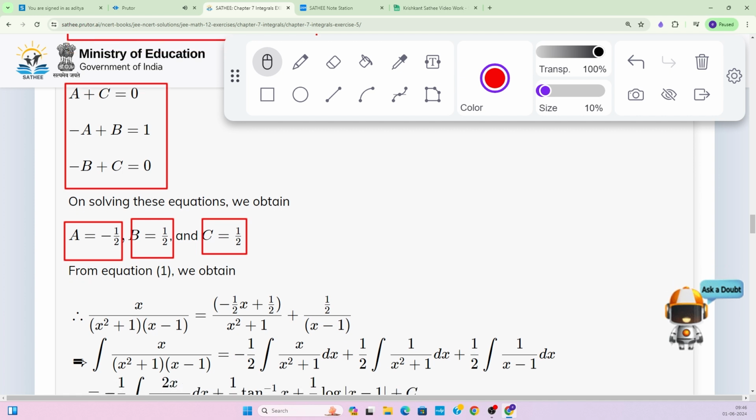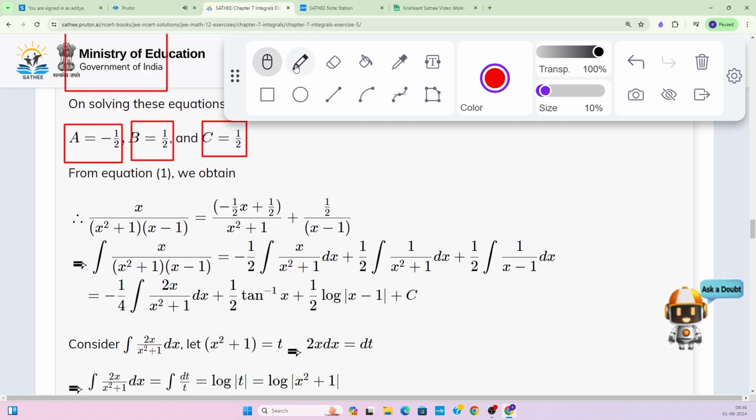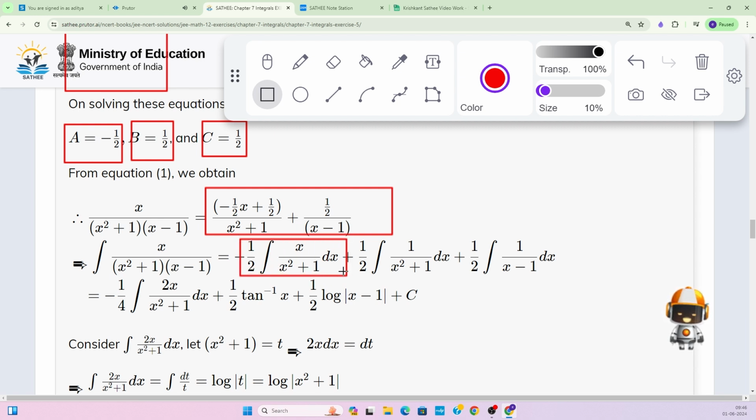Let us move next. So from this, your expression is now reduced to this form. Now you will have minus half of integration x by x square plus 1 dx plus half of integration 1 by x square plus 1 dx plus half of integration 1 by x minus 1 dx. This integration we will be evaluating later after substitution, but we know the integration for this directly. This will be in the form of tan inverse, so half of tan inverse x. This integration we can directly know, half of log modulus x minus 1.